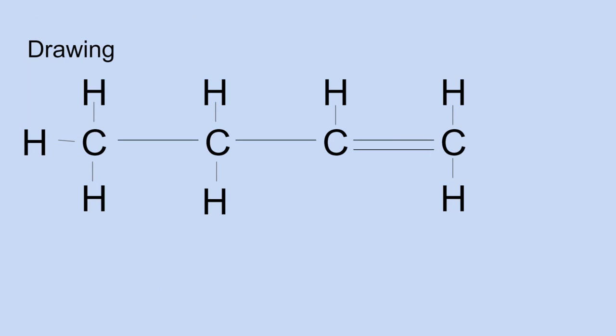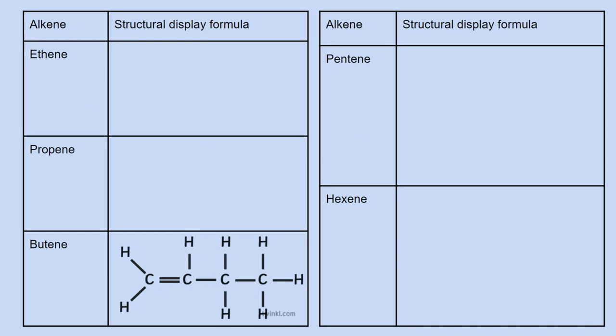Okay, I'd like you to pause the video and see if you can draw the structural displayed formula for ethene, propene, pentene and hexene. Okay, have a look back. How many carbons should there be? How many hydrogens should there be? Double check.